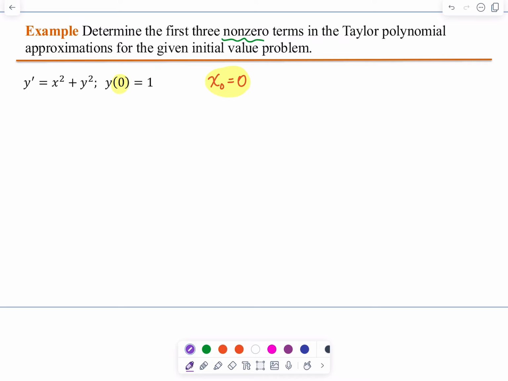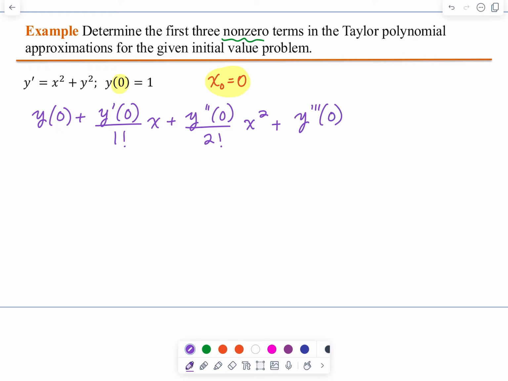But what we do know is we are looking for y evaluated at 0, plus y prime of 0 divided by 1 factorial multiplied by x, plus y double prime evaluated at 0 divided by 2 factorial multiplied by x squared, plus y triple prime evaluated at 0 divided by 3 factorial multiplied by x cubed, and so on and so forth. So we are going to find the first three and we'll know where to stop.